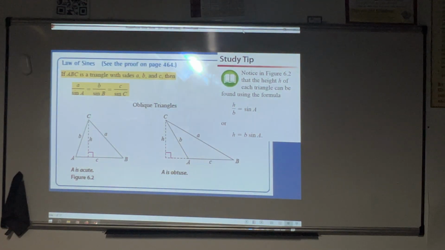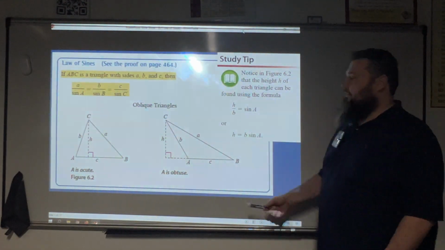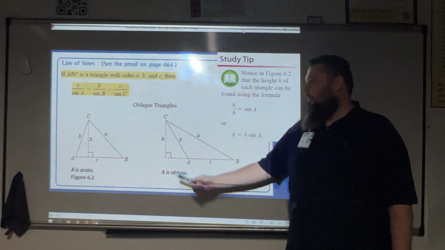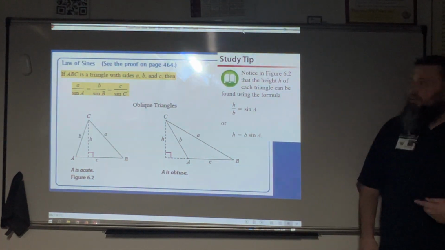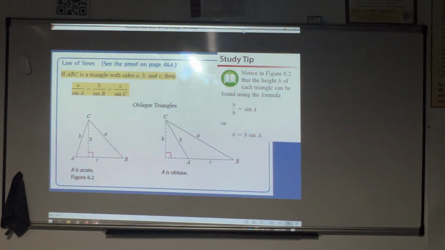So far we have a bunch of rules like the Pythagorean theorem and SOHCAHTOA and all that, which work for right triangles. And now we're going to talk about oblique triangles. Oblique triangles are just non-right triangles. On the right, that's definitely obtuse. And on the left, it's acute. So a triangle is acute if all of the angles are less than 90 degrees.